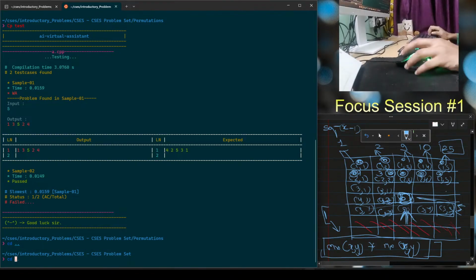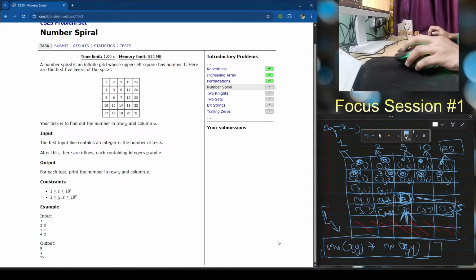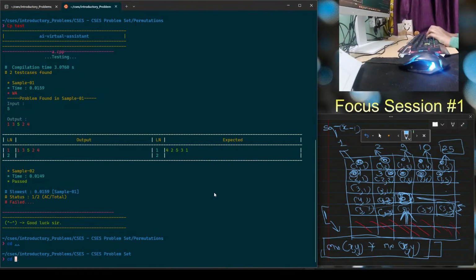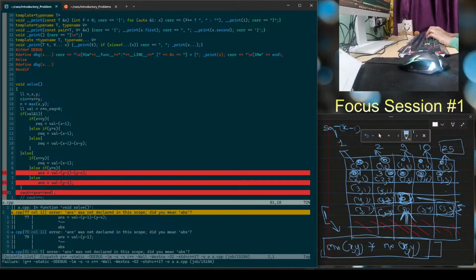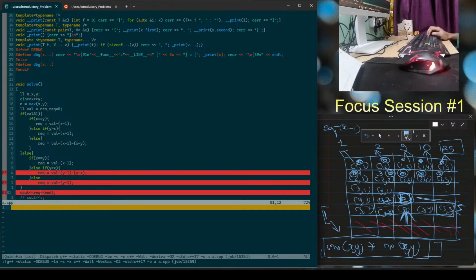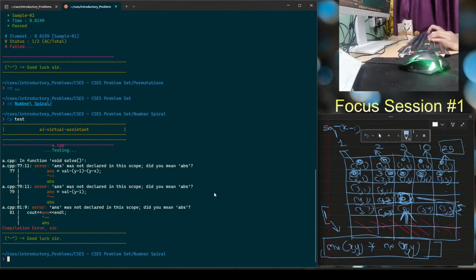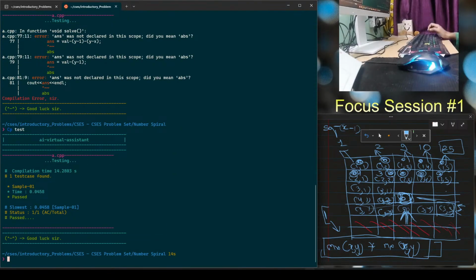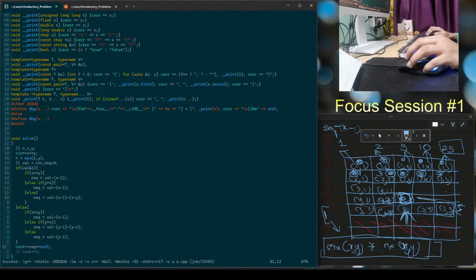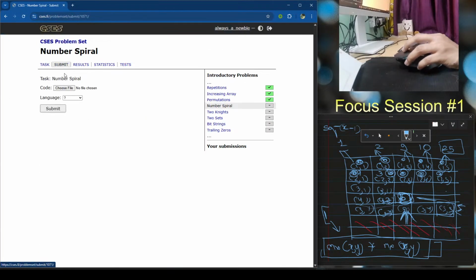CSES, what's the problem with number spiral? Okay, number spiral, CSES. Okay, I have written answer required, and this also required. Let's compile this and test it out. Okay, fine. Easy problem. Let's submit this.